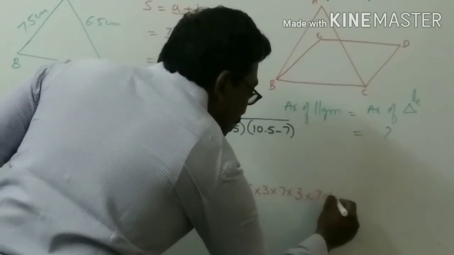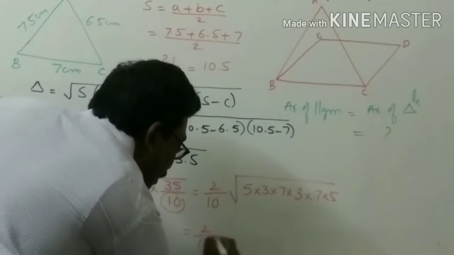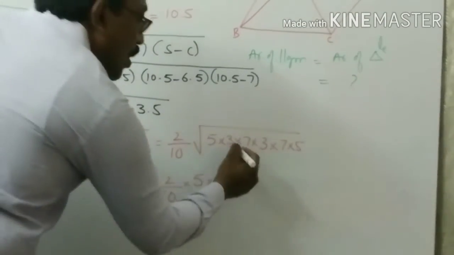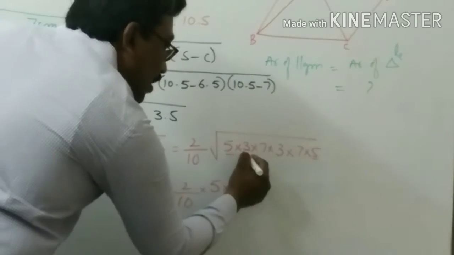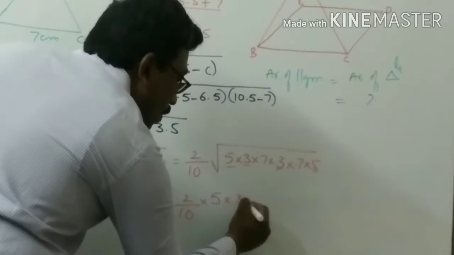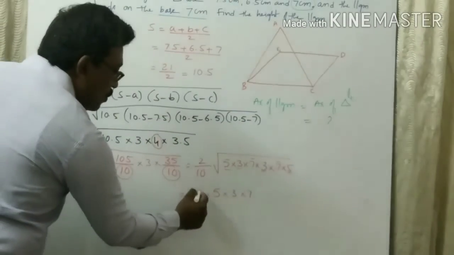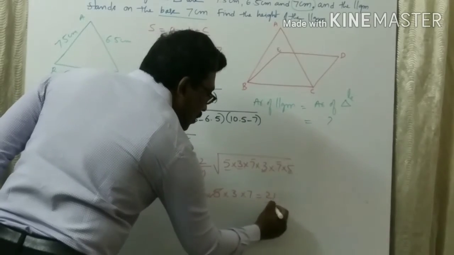7 5s are 35. So 2 by 10 into 2 5s are there. 1 5. Okay, 2 5s are there. 1 5. Next step. 2 3s are there. 1 time. 2 7s are there. 1 time. 2 5s are 10. Cancelled. So how much we got?